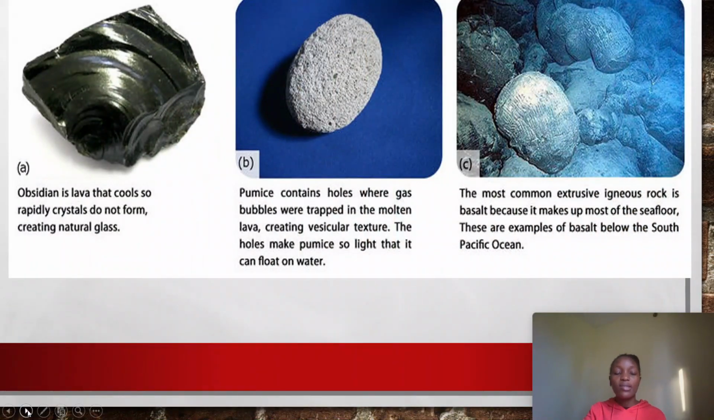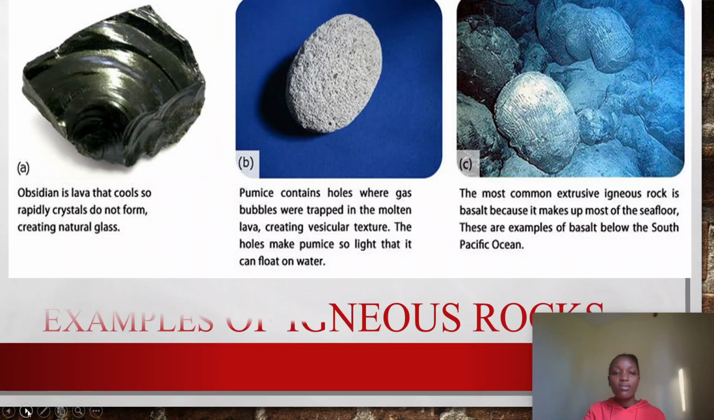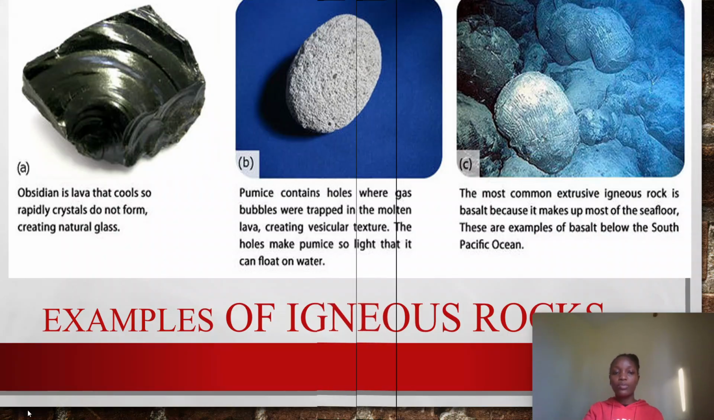Let me show some examples of these igneous rocks. First of all, we have the obsidian. Obsidian occurs when lava cools so rapidly that crystals do not form. Then secondly, we have the pumice that contains holes where gas bubbles were trapped in the molten lava, creating a vesicular texture. And lastly, the most common extrusive igneous rock is basalt. Majorly it's found in the seafloor, for example, the South Pacific Ocean.